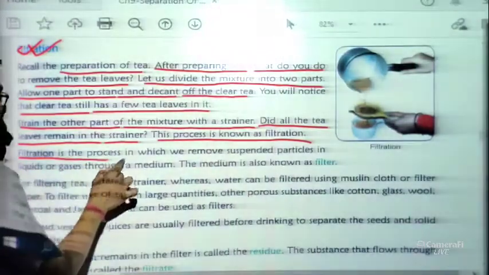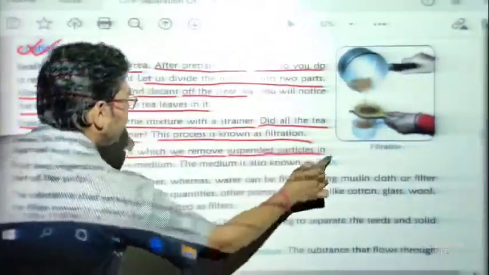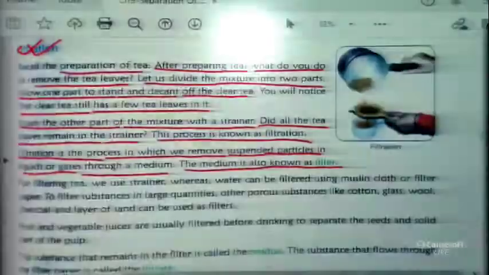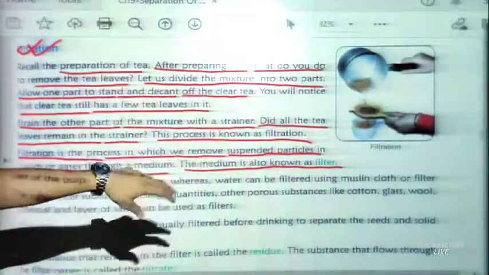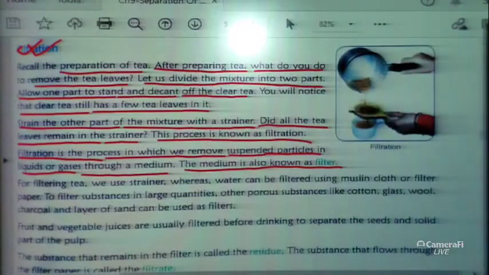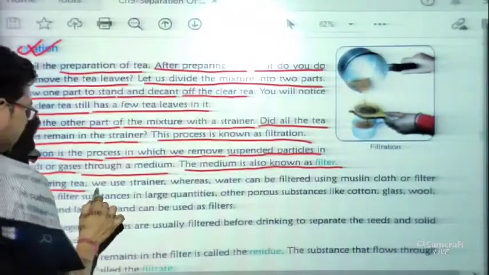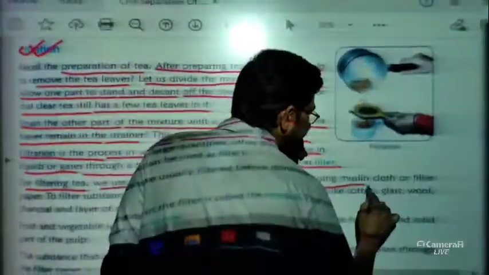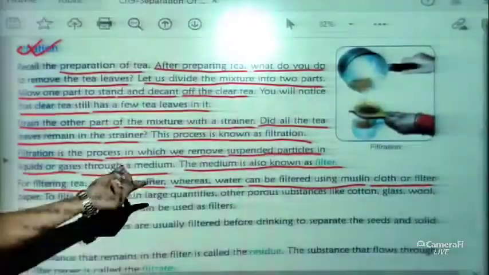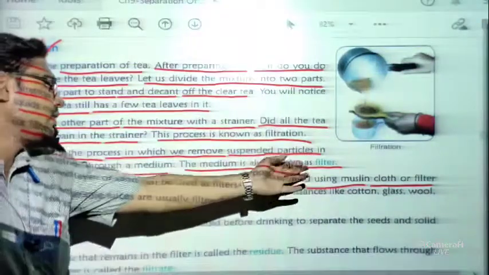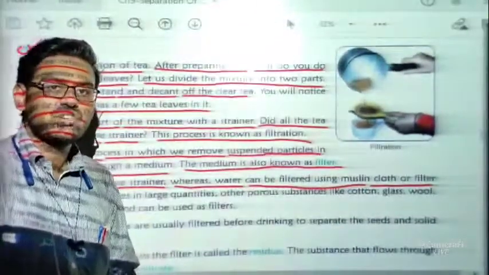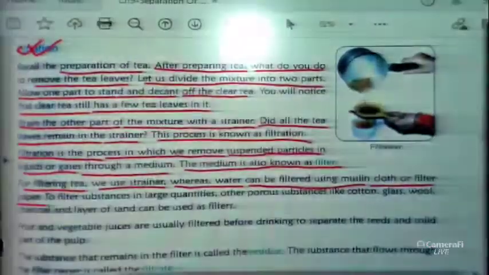Now filtration is the process in which we remove suspended particles in a liquid or gas through a medium. This medium is also known as a filter. By using this medium we can easily separate the particles. For filtering tea we use a strainer, whereas water can be filtered using muslin cloth or filter paper. Muslin is a very fluffy cloth. Filter paper is definitely there in our chemistry lab, so we can show you this technique also.